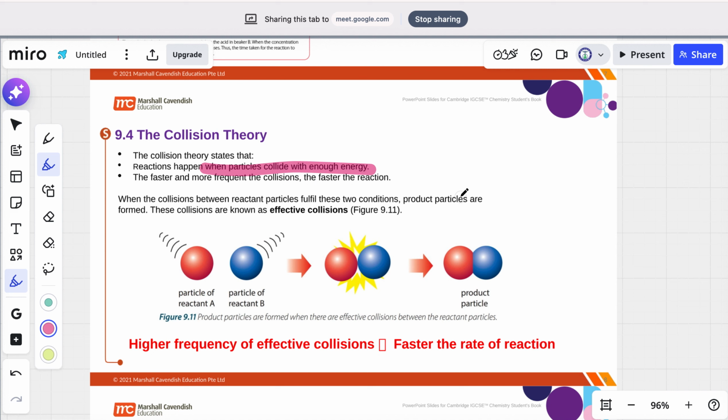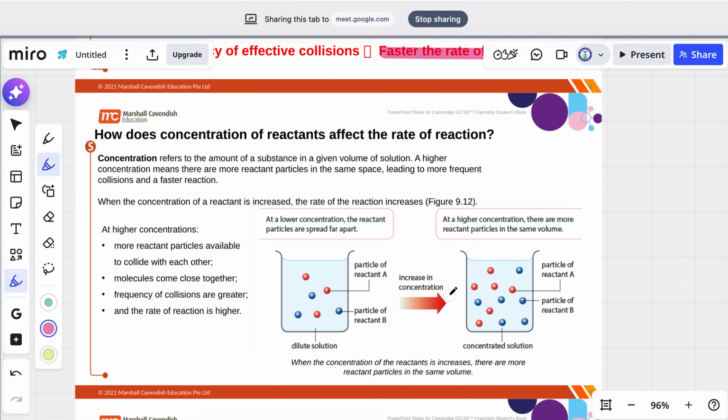Now, when the collisions between the reactant particles fulfill these two conditions, meaning they have enough energy for it to happen and they are happening more frequently, then the product particles are formed. That's when the product particles will be formed, when these two conditions are met. These collisions are known as effective collisions. Higher frequency of effective collisions will result in a faster rate of chemical reaction.